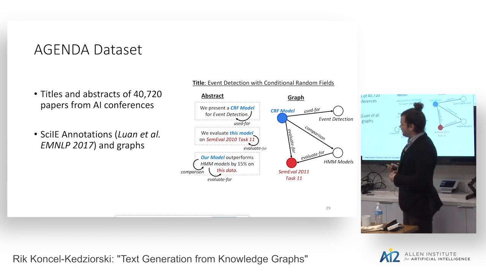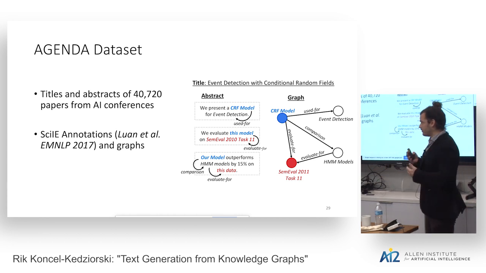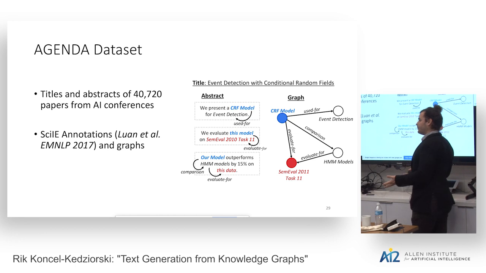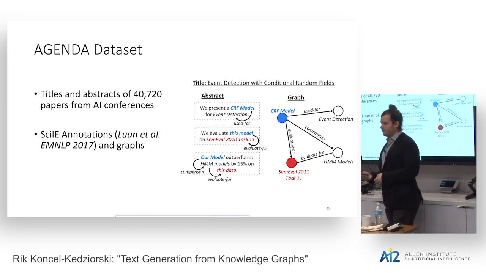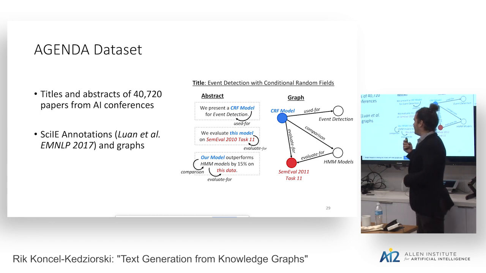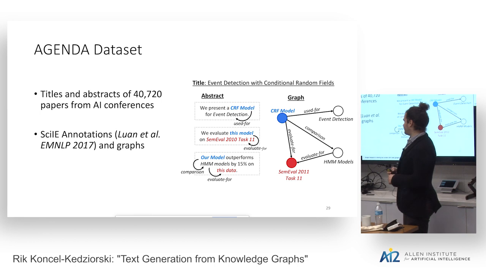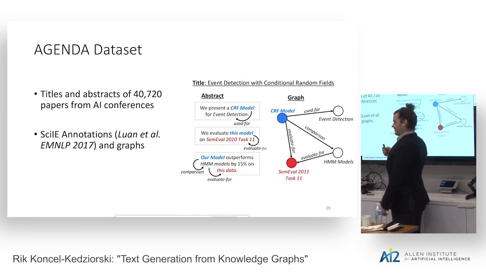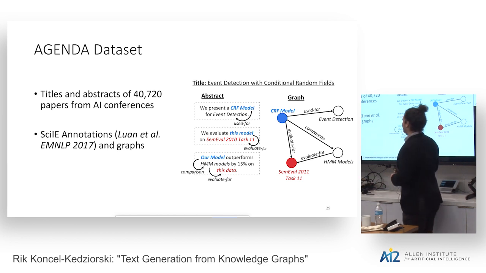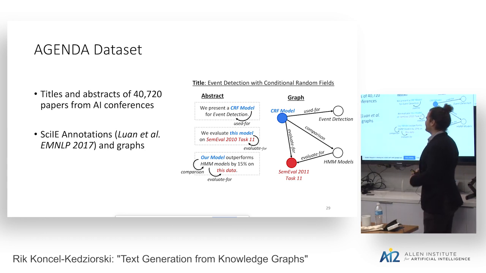This is a data set that takes titles and abstracts from 40,000 scientific papers from AI conferences. This is part of the Semantic Scholar corpus. This data set is annotated with an automatic science information extraction system called SciIE. It's a very good system, state of the art in a lot of ways. I mean, in the ways that you could judge state of the artness. My co-author Elon made this system and has been improving it for a while. It's a pretty good system.